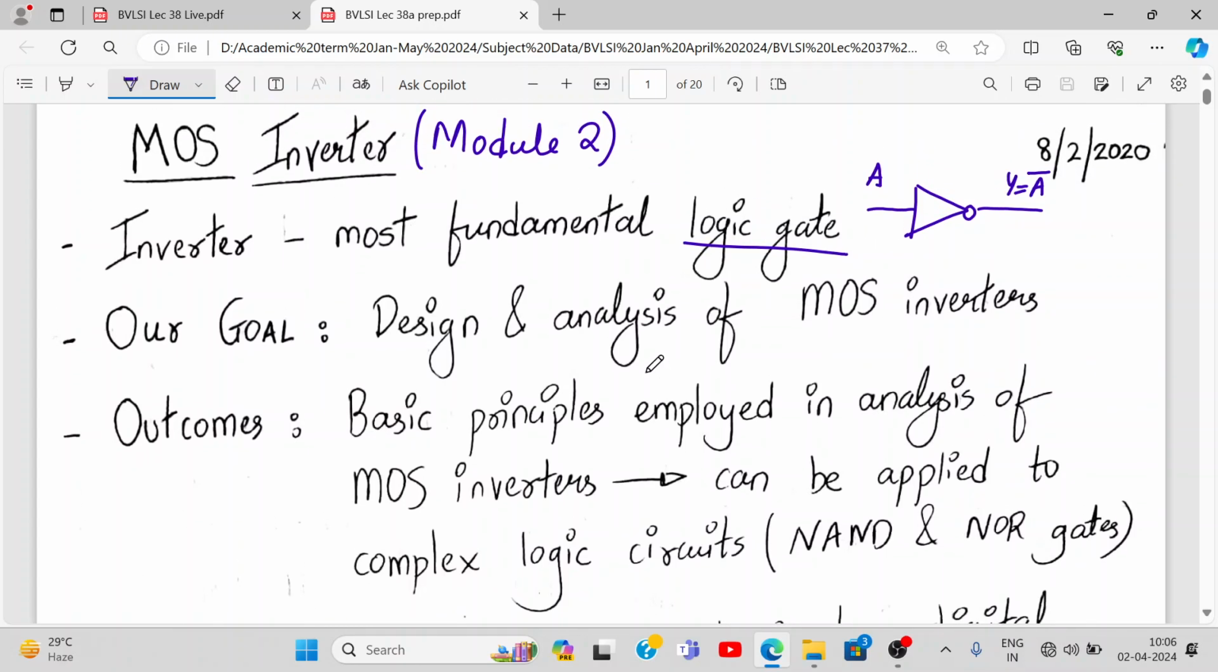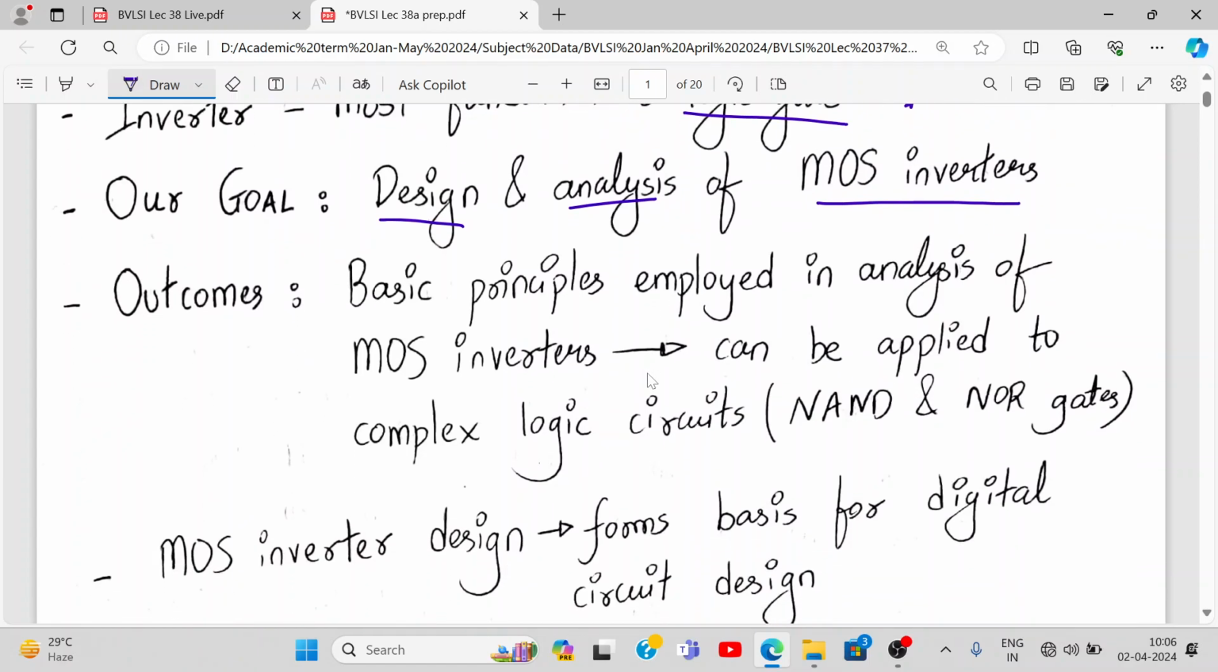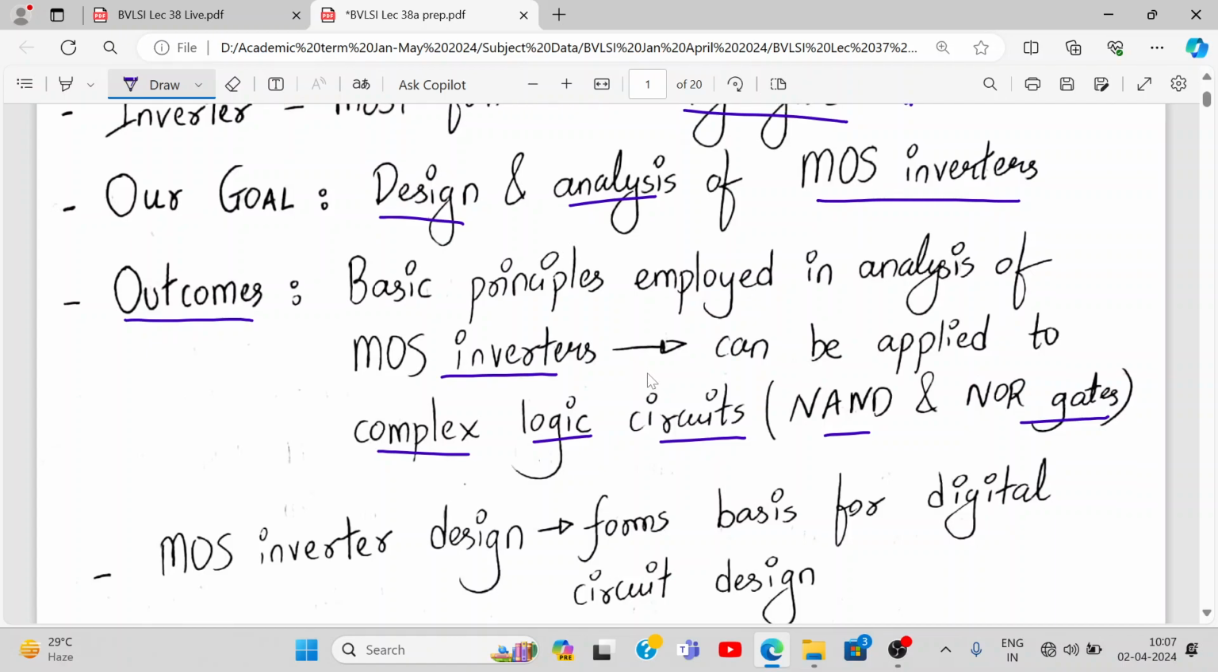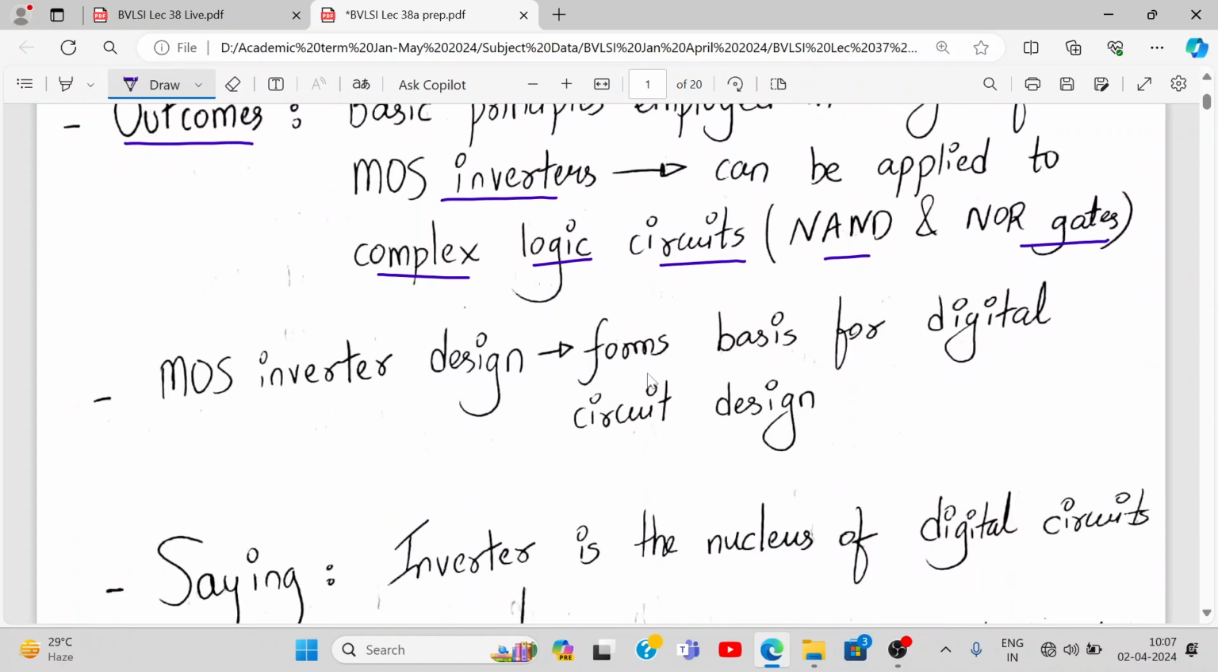Our goal in this MOS inverter module is to design and analyze MOS inverters. What is the outcome of this module? The basic principles employed in the analysis of MOS inverters can be extended to more complex logic circuits like NAND and NOR. If you study MOS inverters carefully, we can analyze the same thing in more complex combinational circuits such as NAND, NOR and beyond.